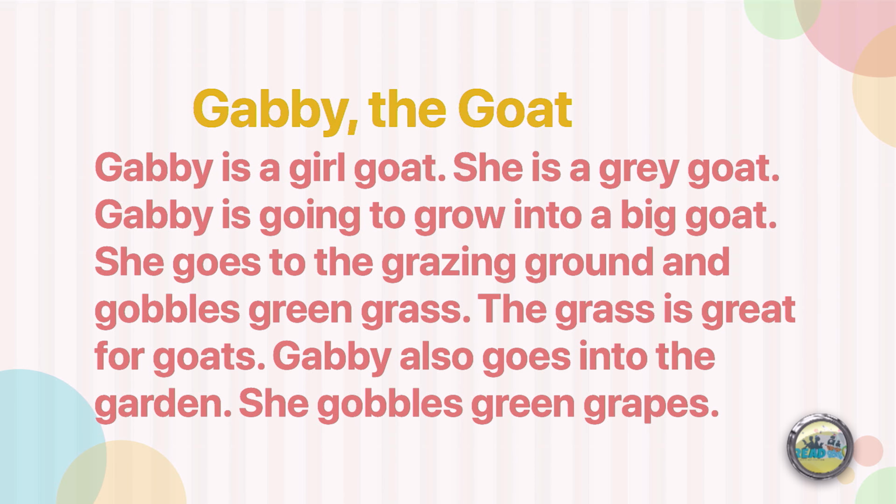Gabby is a girl goat. She is a gray goat. Gabby is going to grow into a big goat. She goes to the grazing ground and gobbles green grass. The grass is great for goats. Gabby also goes into the garden. She gobbles green grapes. Grapes are also good for goats. And that was our story on Gabby the goat.